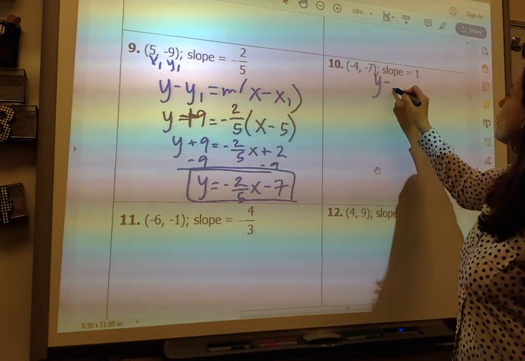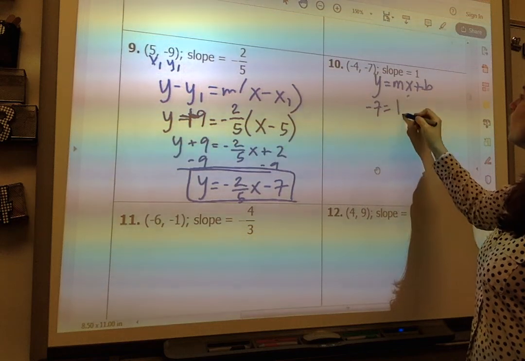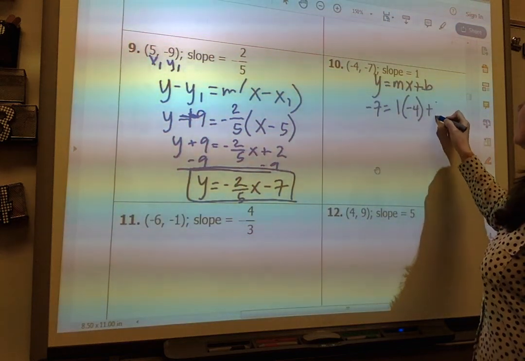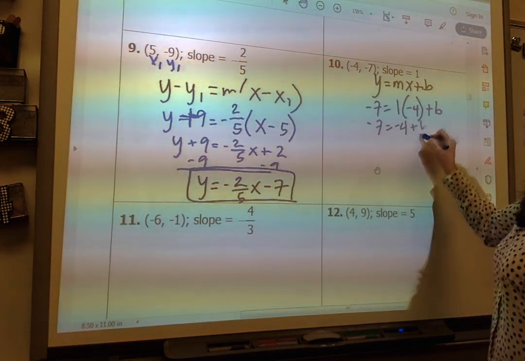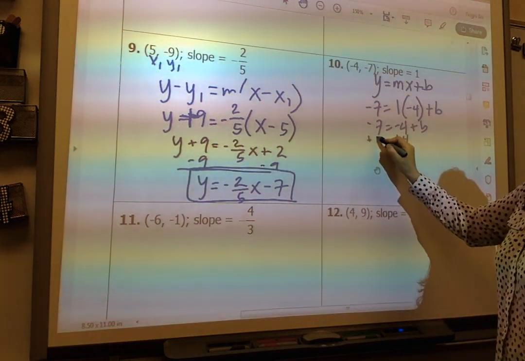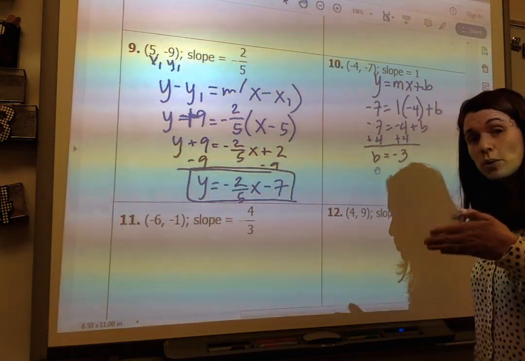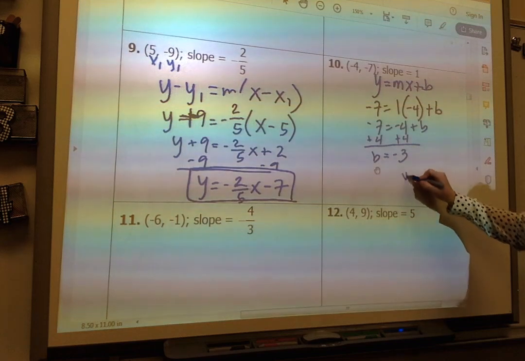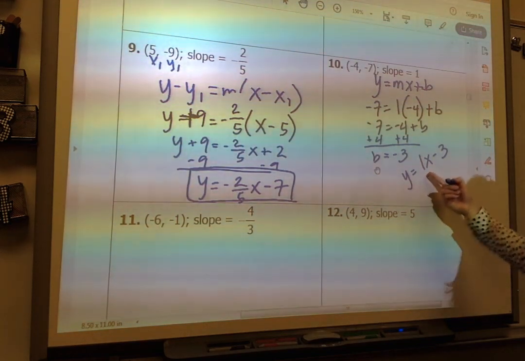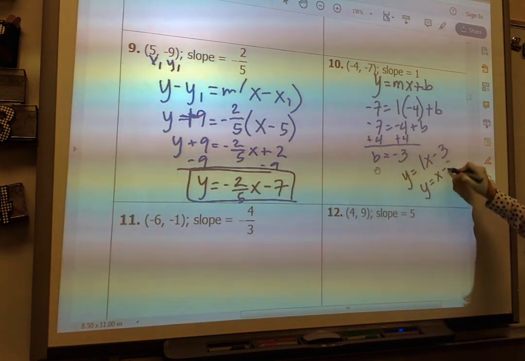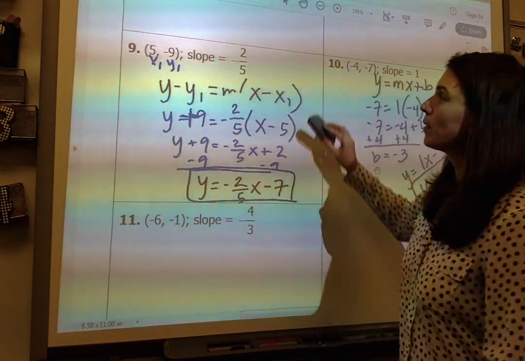Now let's look at this way. y equals mx plus b. My y value is -7. My slope is 1. My x value is -4. And over here, I'm looking for my beginning point. So I have -7 equals -4 plus b. Add 4 on both sides, and b equals -3. I'm not done. I have to put it in y equals mx plus b form. So I get y equals 1x minus 3. I don't have to put that 1 there, remember. I can just put y equals x minus 3. Either way, I'm going to get the same answer, okay?